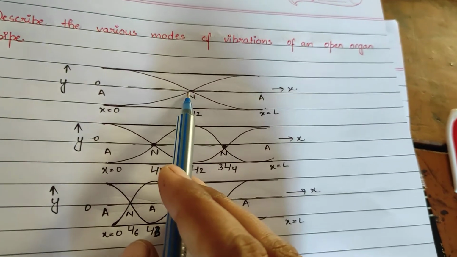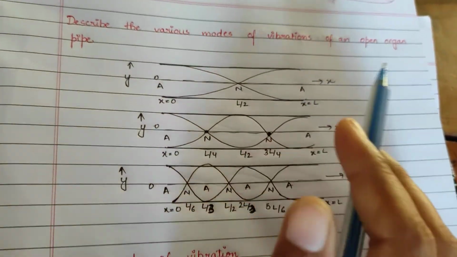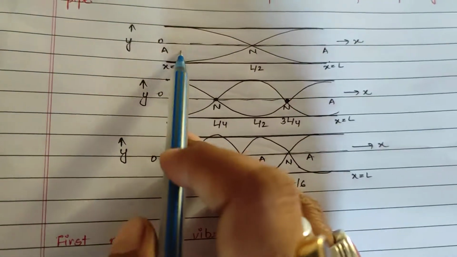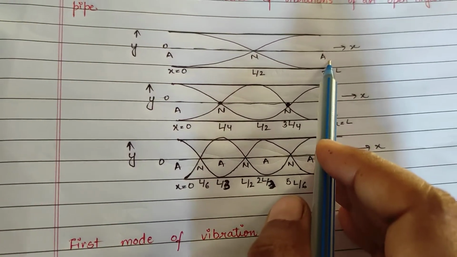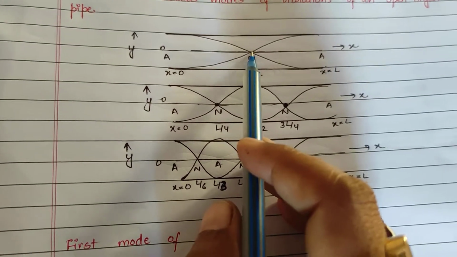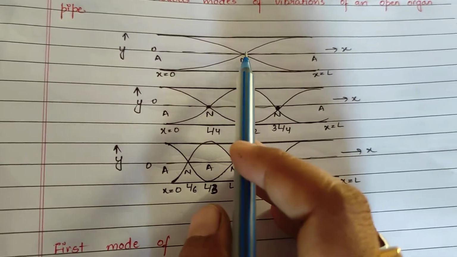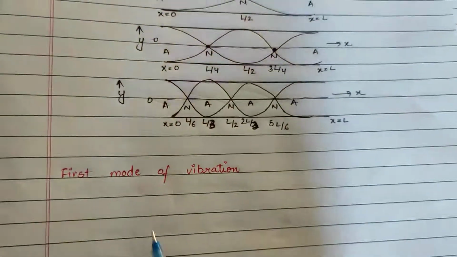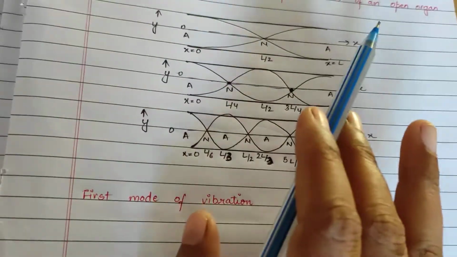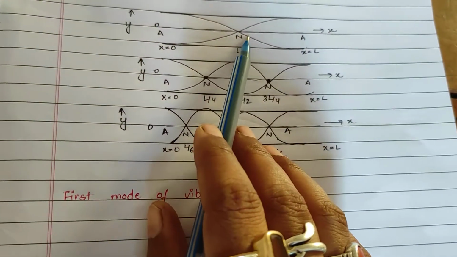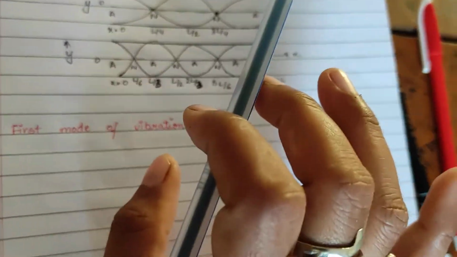Now we will study different modes of vibrations for an open organ pipe. As you have seen in this case, antinodes are formed at the ends and only one node is formed at the middle. We will first discuss the first mode of vibration. It is the simplest mode of vibration. There will be one node at the middle and two antinodes at the ends of the pipe.